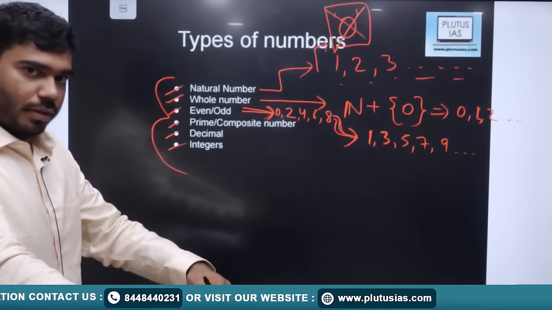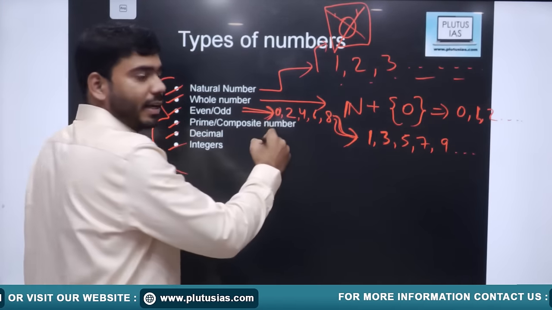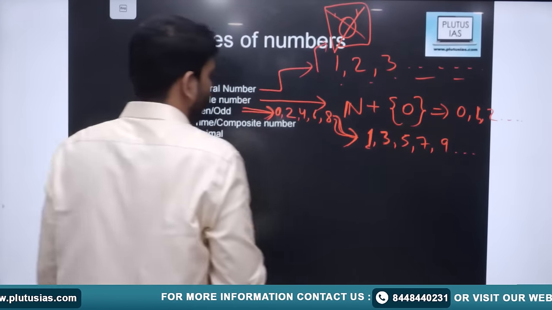And every second number on the number line is also an even number. When we start from 0, every second number is an even number. When we start from 1, every second number is an odd number.